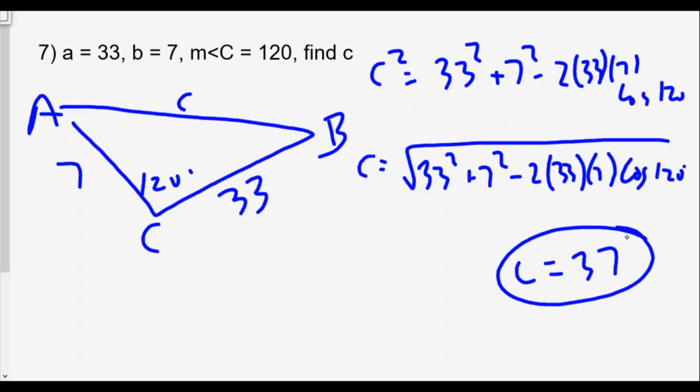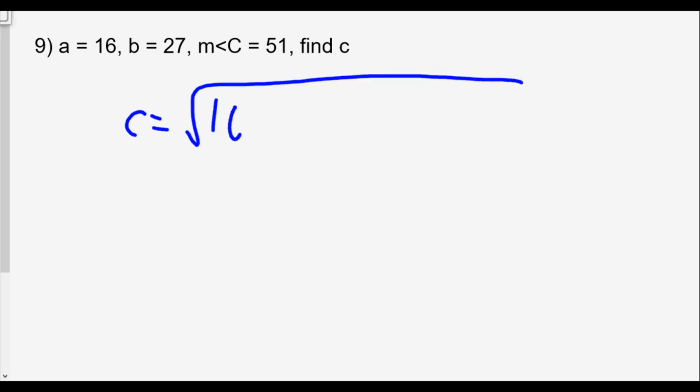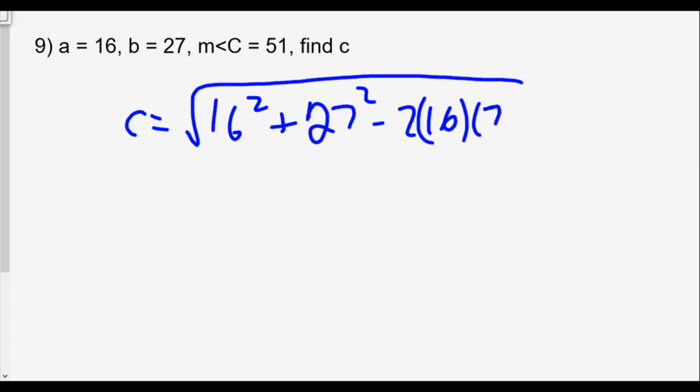All right. Our next problem, number 9. Here, we just go straight into this. We'll get C is equal to the square root of 16 squared plus 27 squared minus 2 times 16 times 27 times the cosine of 51. I don't think this will be a nice number, but again, this is fine. This is the law of cosines, and we're just typing it into a formula here.